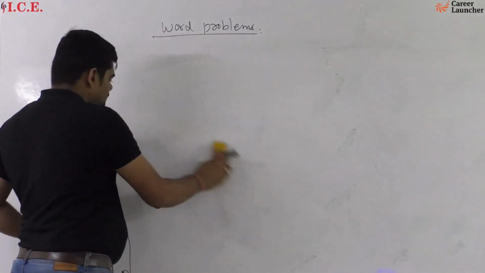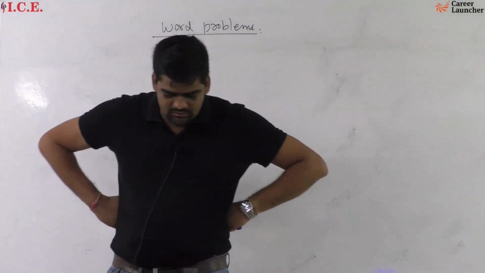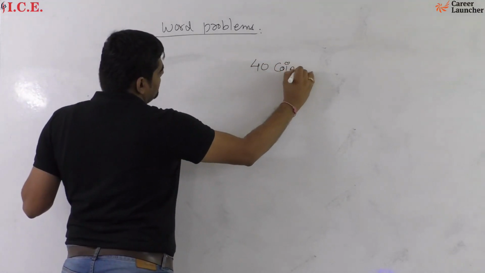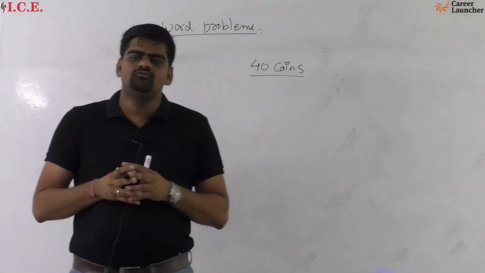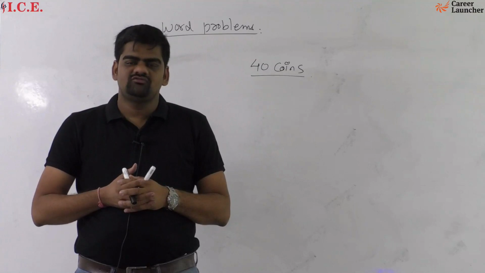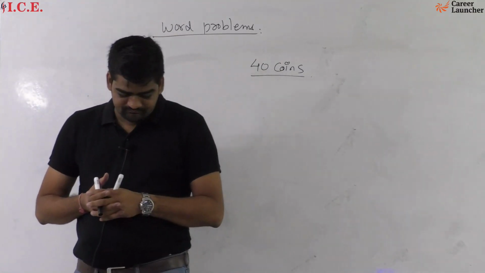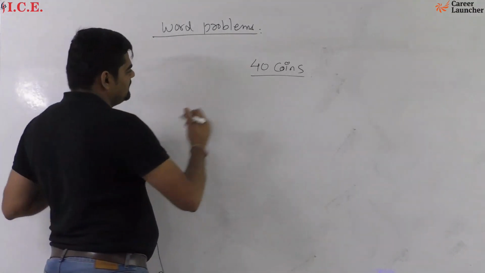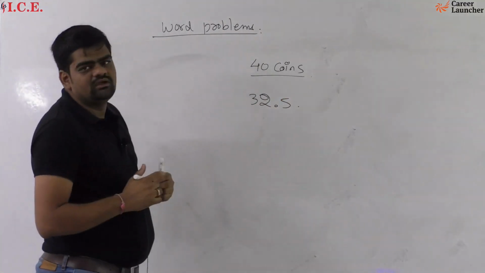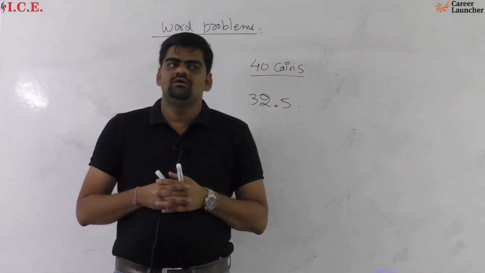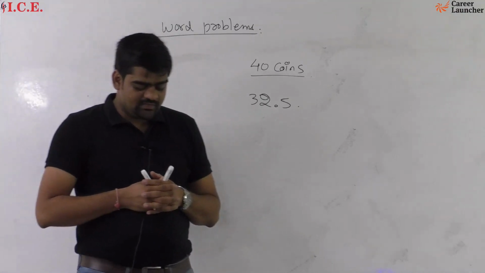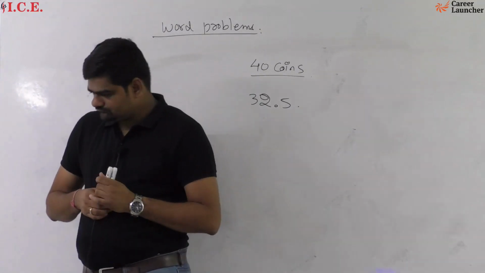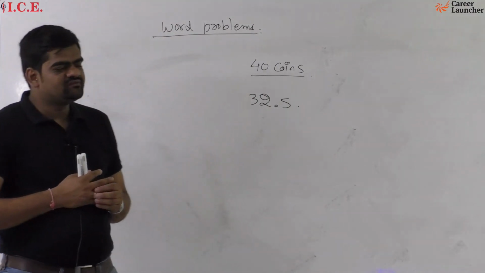Write down the first one. In a bag there are 40 coins in the form of 1 rupee and 50 paisa. Full stop. If the total value in the bag is rupees 32.5, then find the number of 50 paisa coins in the bag. Can you find out quickly? Try to form the equations and get the answer quickly.